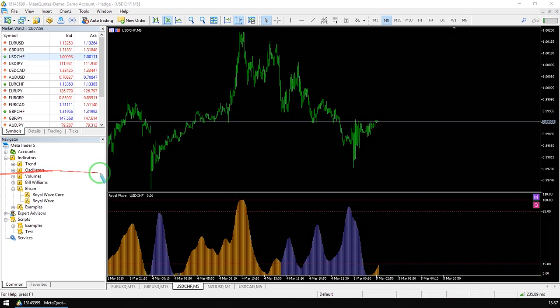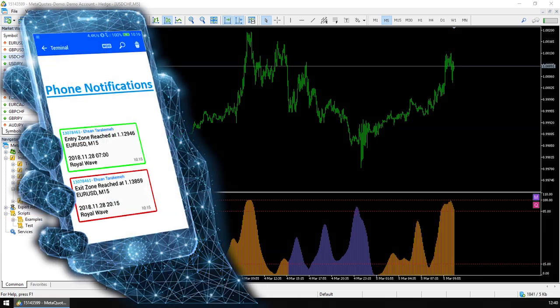Zone Flasher is a good tool for those who use multiple charts on multiple monitors. It can attract the trader's attention to the chart which potentially needs some trading actions. You can also enable phone notifications and sound alerts to never lose a trading opportunity when you're not behind your trading desk.